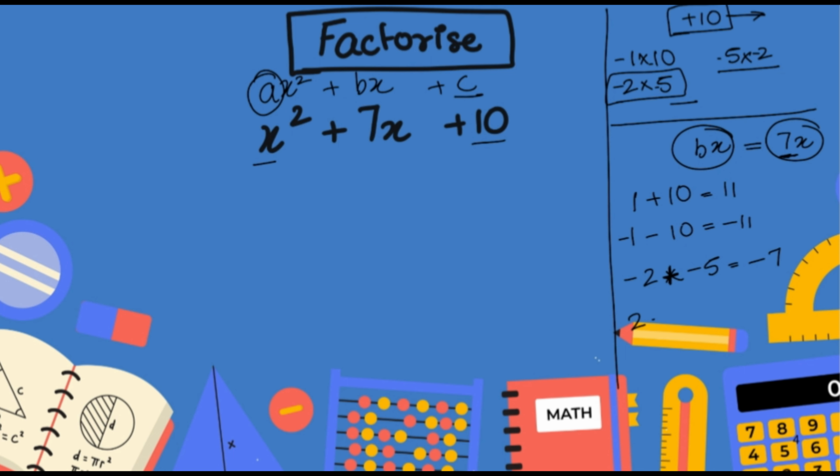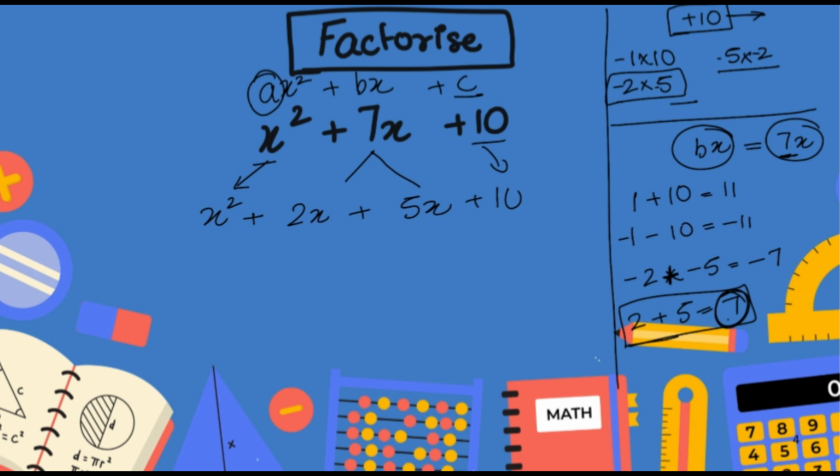But if I take positive 2 plus positive 5, I get 7. So what I have to do is, I got my answer. In the place of 7x, I have to write 2x plus 5x. And the first term and the last term we have to write as it is.